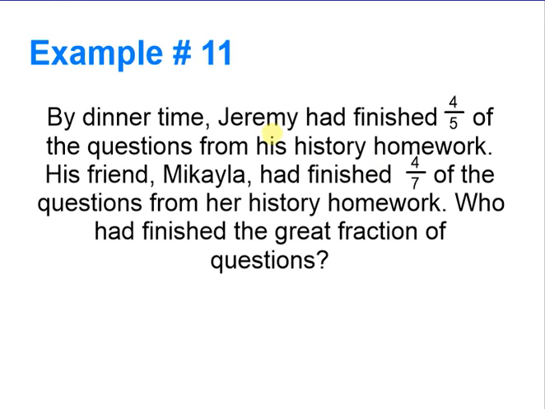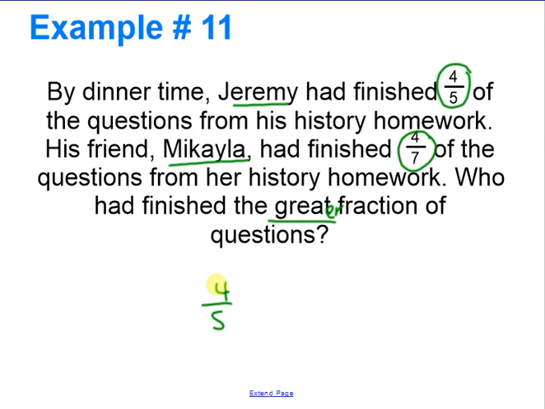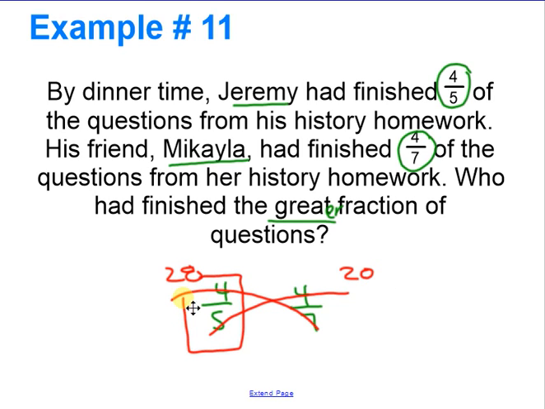Okay. By dinner time, Jeremy had finished 4/5 of the questions from his history homework. His friend Michaela had finished 4/7 of the questions from her history homework. Who finished, that should say, sorry, the greater fraction of questions? So again, we're going to set it up and see which fraction is greater. So 4 over 5, 4 over 7. So let's go ahead and compare. This is going to be 20. This is going to be 28. So which one's bigger, 28 or 20? 20's bigger. 4/5, and that belongs to Jeremy right here. So Jeremy finished more work by that point.